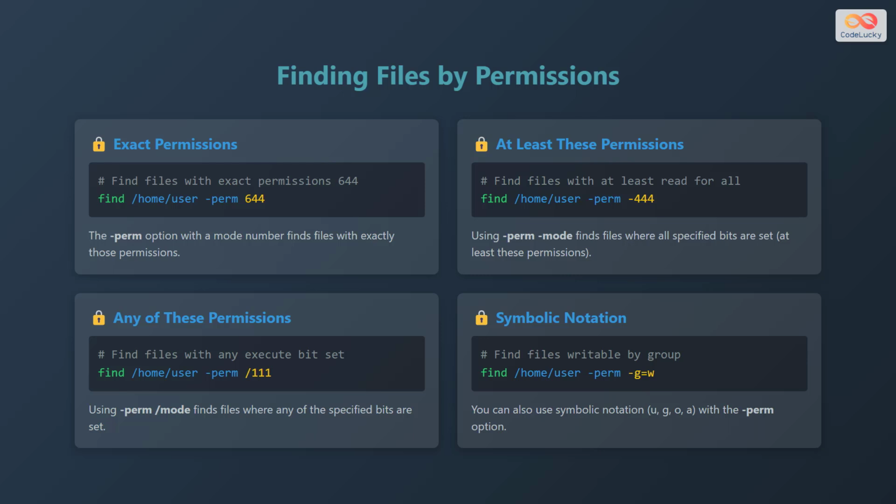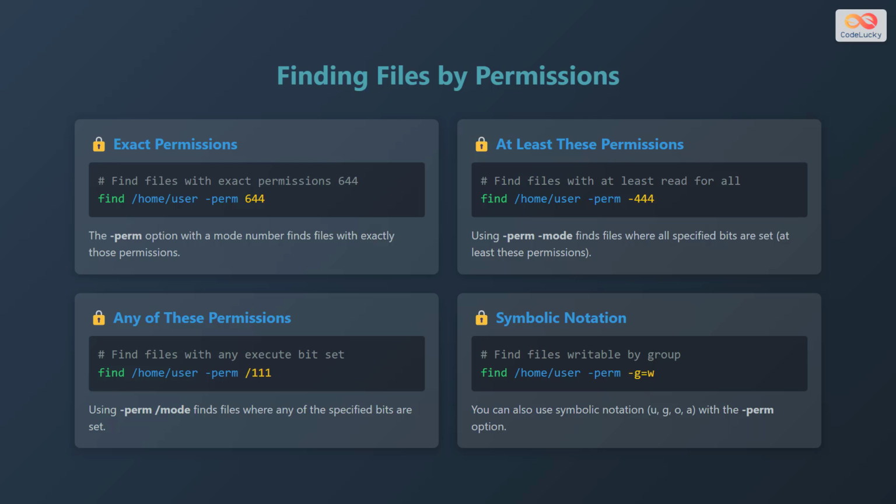To find files with at least a certain set of permissions, use the minus symbol, dash, before the mode. For example, find /home/user -perm -444 will find files with at least read permissions for everyone.